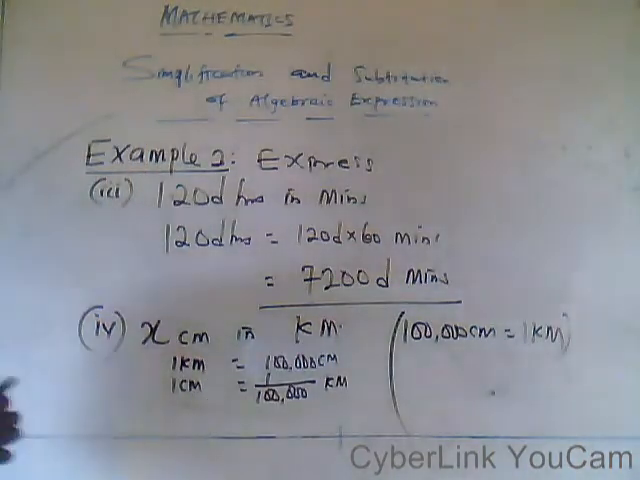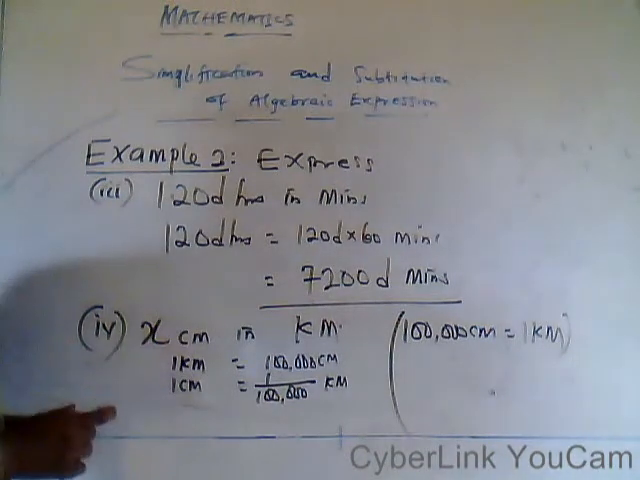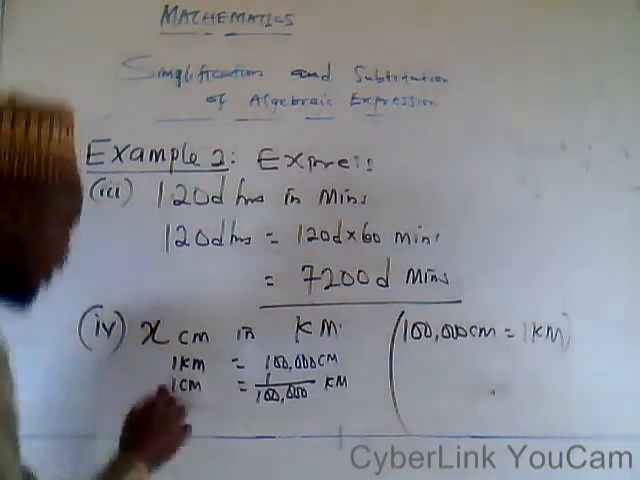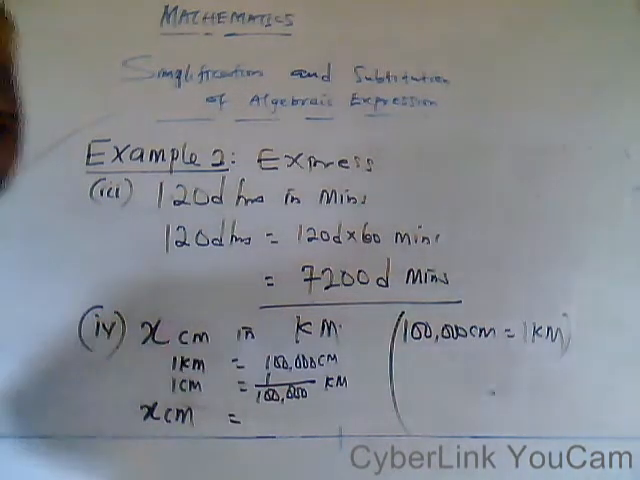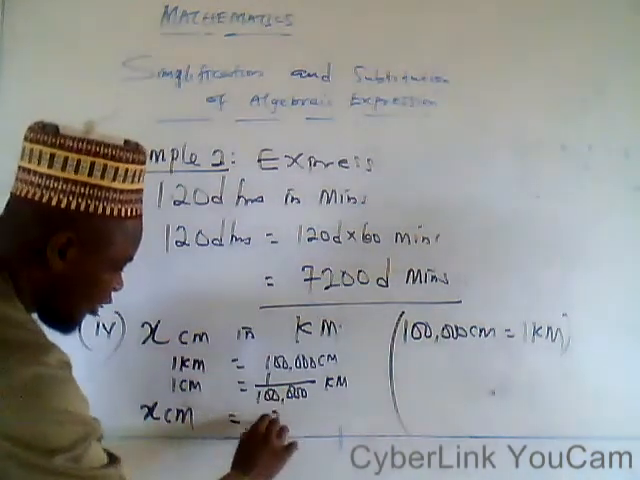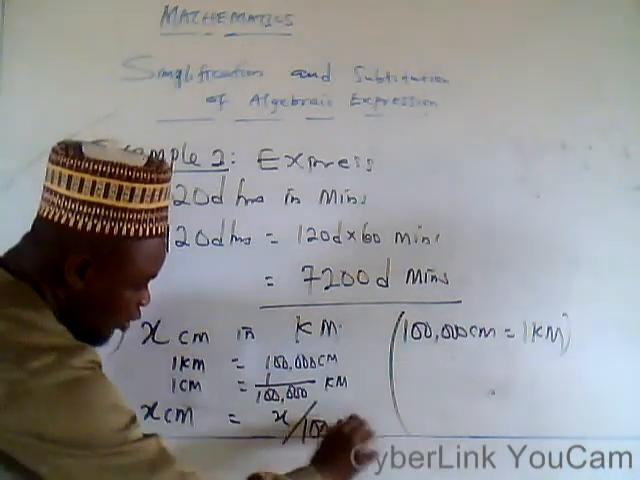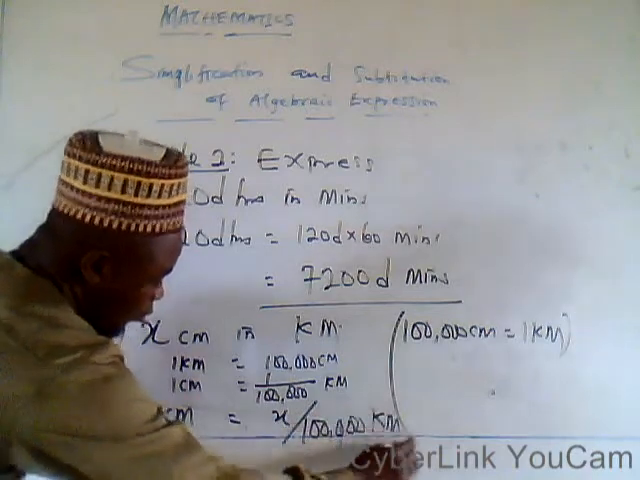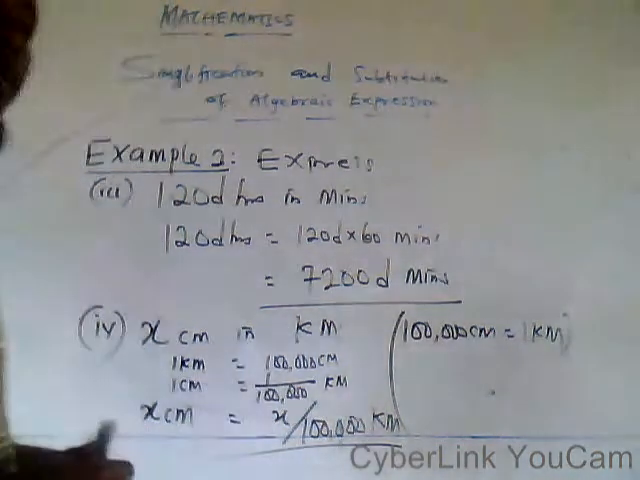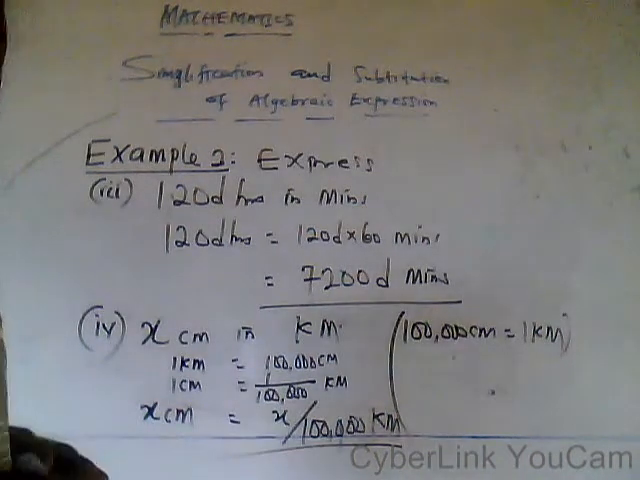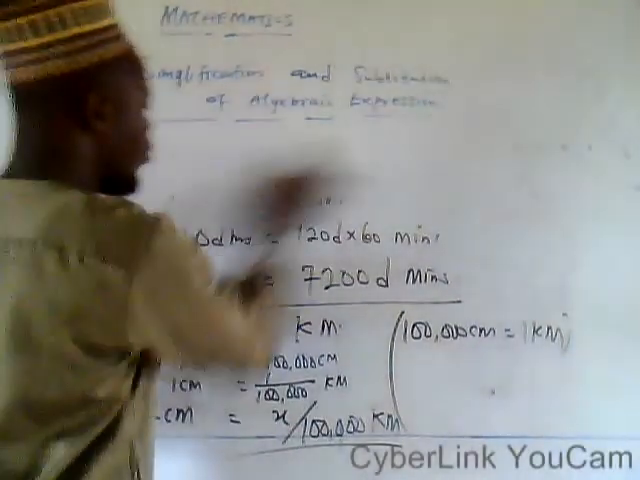But instead of having 1 here, what you have is x. So what is your x centimeters in kilometers? That is x divided by 100,000 kilometers. That's your answer. So you are going to divide it by 100,000. That will be your answer. And it's very simple. So let's take one more example.